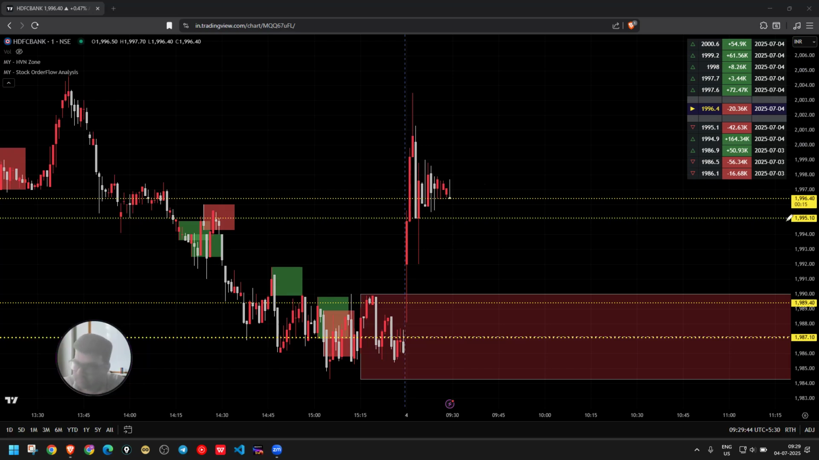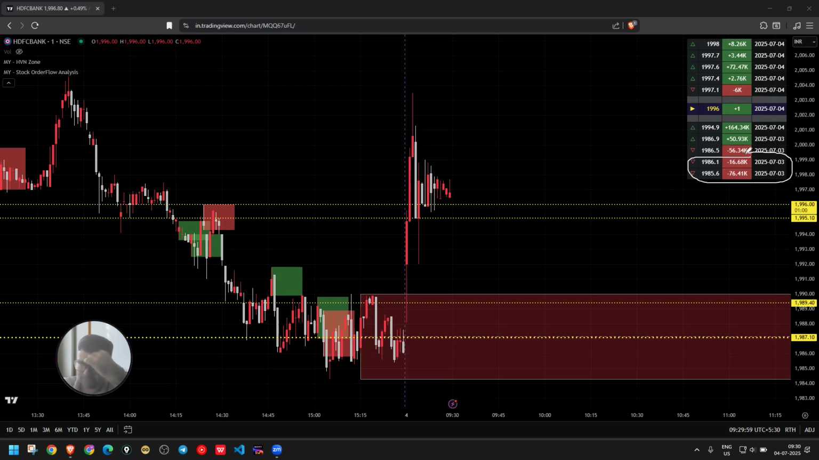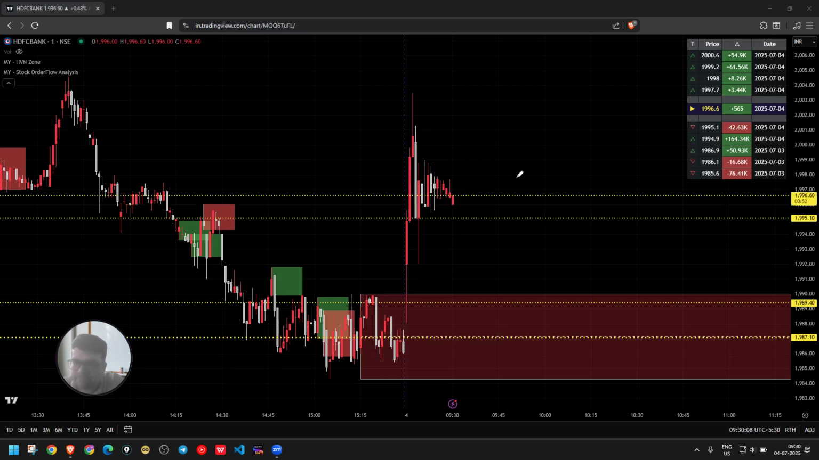I'm looking at 1995.10. This is my area of interest. Now we have also found yesterday's areas for the seller side. Okay, so we have a gap now. Gap on a 1 minute chart. Yep, filled.